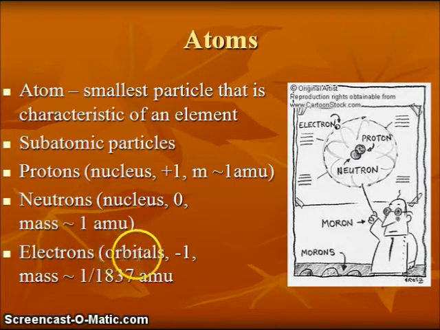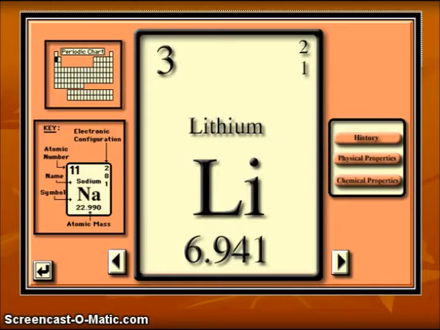Electrons are located in the orbitals or the energy levels, the electron cloud. They have a charge of -1, and their mass is a lot smaller than the mass of either a proton or a neutron, being almost 2,000 times less. Please fill in the information available here on your slide, which features lithium in the center.